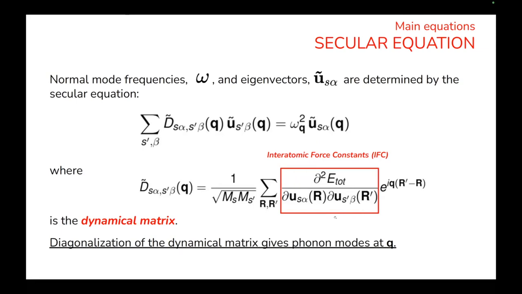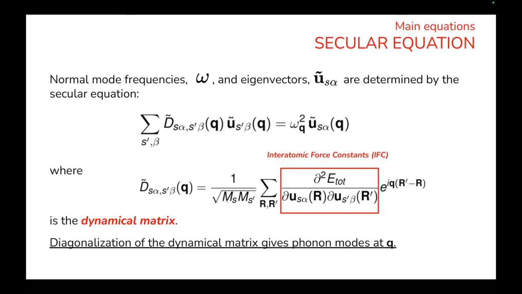So then we just do Fourier transform. We take this object, we sum over capital R prime with this phase factor, exponential iq·(R prime minus R). And then we also add this normalization factor, 1 divided by square root of M_s M_s prime. These are the masses of atoms. So in the calculation of phonons, you need to specify also the atomic mass. If you do it in the wrong way, you will get wrong results. So it's actually very important to specify atomic mass correctly.